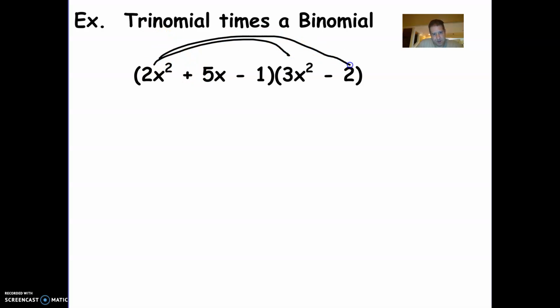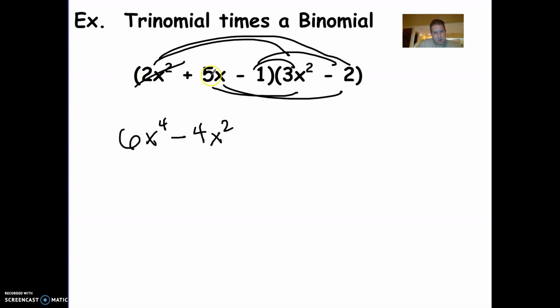Same steps again. Multiply this by both terms, this by both terms, and this also by both terms. 2 times 3 is 6, x to the fourth, because x squared, 2 plus 2 more makes 4. 2x squared times negative 2 is negative 4x squared. So I'm now done with this term. Let's go to the next term, multiply it by both of these terms. 5 times 3 is 15, x to the third, and 5x times negative 2 is negative 10x. Done with that term. Negative 1 times 3x squared is negative 3x squared, and then negative 1 just changes this to the opposite, which is positive 2.